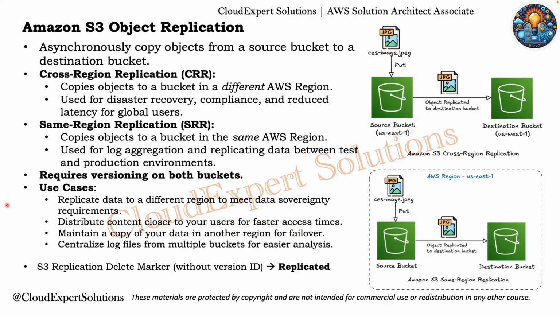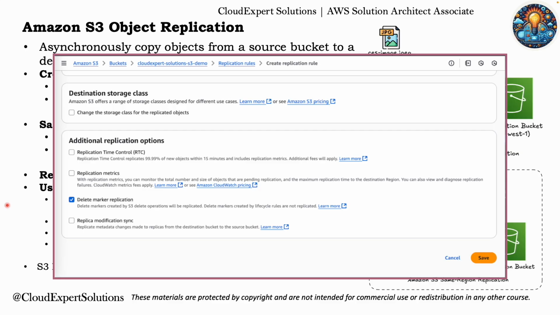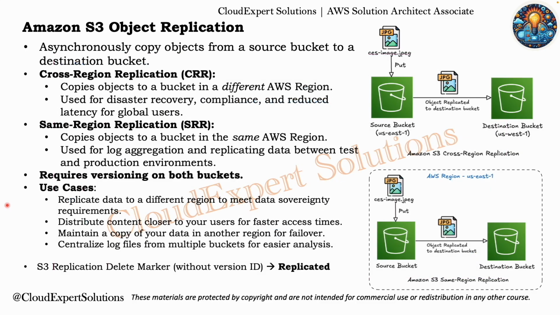The first one: when you delete an object without specifying a version ID, then S3 will add a delete marker to the object, and S3 replication can be configured to replicate this delete marker to the destination bucket. That means if you are simply deleting the object, then that delete will be replicated. However, if you are deleting a specific object version, that means when you are deleting the object, you are specifying a version ID, then that delete will not be replicated to your destination bucket by default, and this is to protect your data from any accidental deletion.